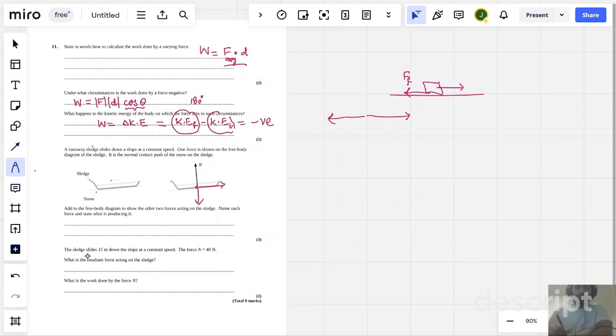Next, the sledge slides 15 meters down the slope at a constant speed. The normal force is 40 Newton. Calculate the resultant force acting on the sledge. Okay, here I want to point out something which will be used again and again in different questions. It is one of the techniques in questions.